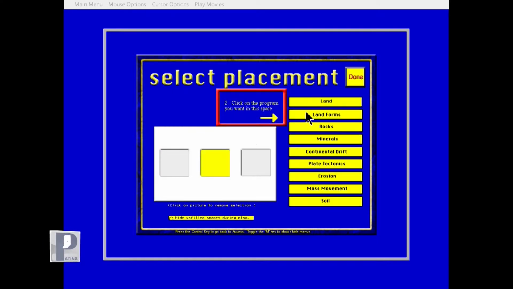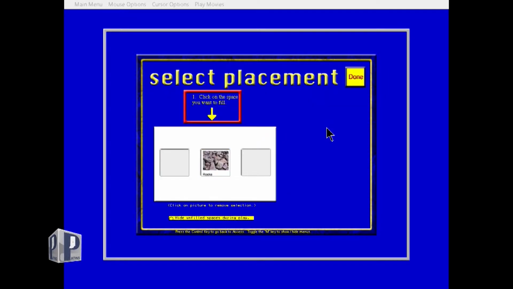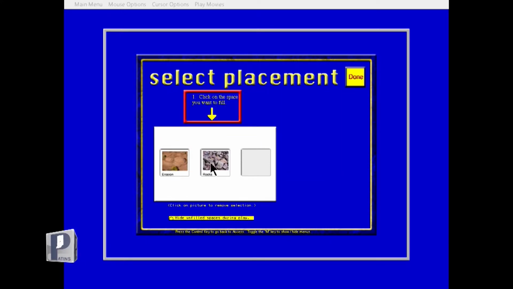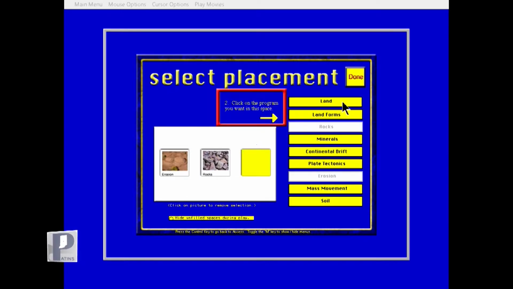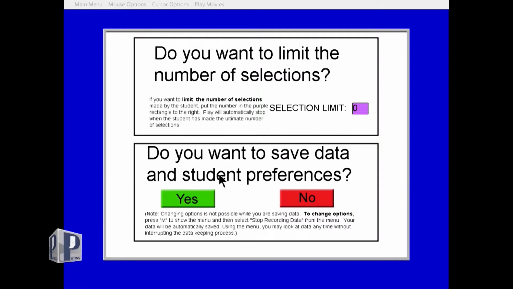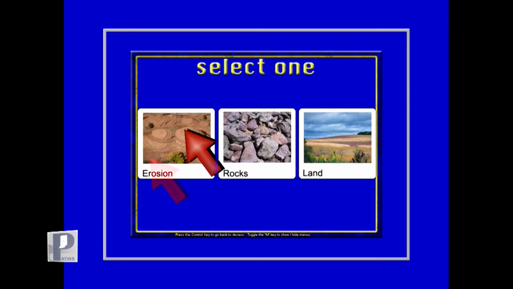And here are all the items from land, and I can say, well, I want the rocks to be in that location. And then I want the erosion to be over here. So you can get really specific about where your targets are for the student that you're working with. Here's where you save your data. How many times are they going to be presented with it before it stops? I'm not going to save data right now.